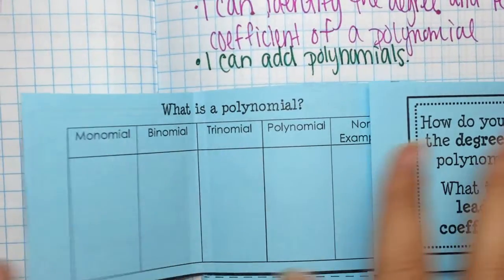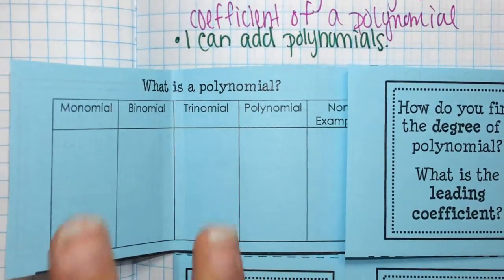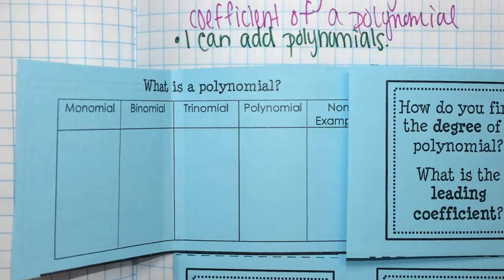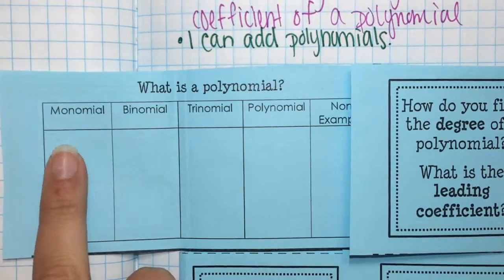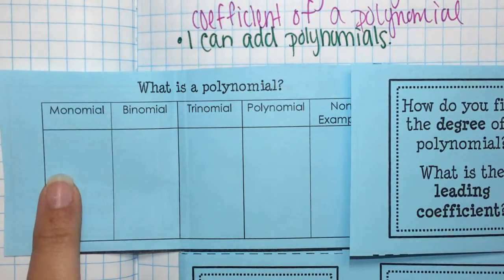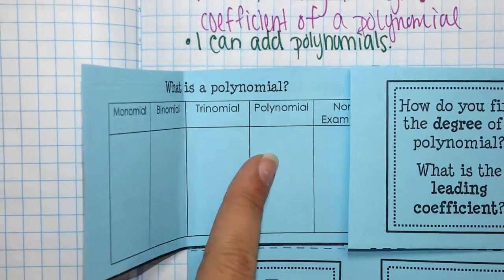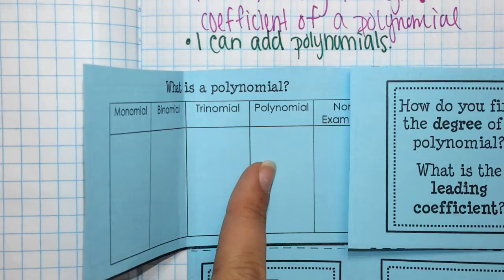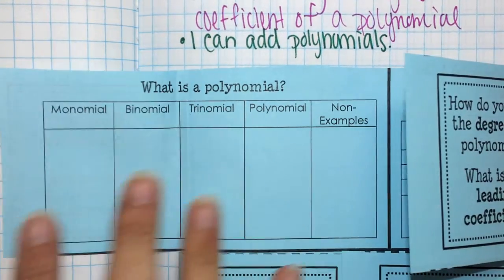So what is a polynomial? There are several ways that you can describe a polynomial. It is a term and a variable that usually have an exponent. You can have a monomial. What does mono mean? One. So it'd be one term. A binomial means how many terms? Two. A trinomial means? 3. And a poly would be more than 3. Does everybody understand? So what we're going to do is write down some examples of each, and then we're going to talk about non-examples.